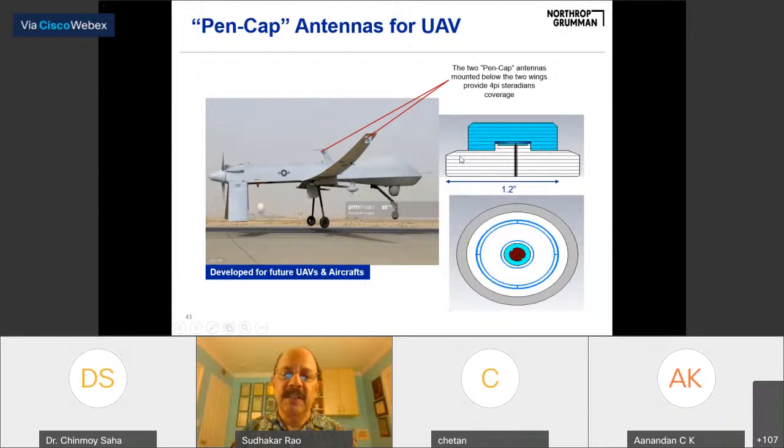For UAVs, we need to improve the front to back ratio, so we have a shaped ground plane here. The patch is a single fed patch with notches in the 45-degree plane to generate the circular polarization, a very simple structure. It has a radome cover on top so that it can live with the wind speeds the aircraft is going through.